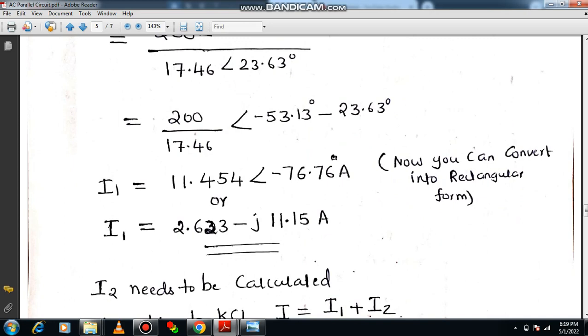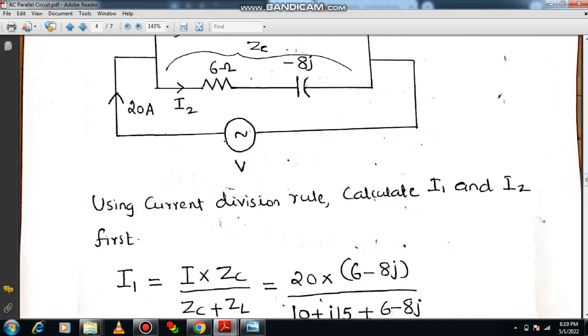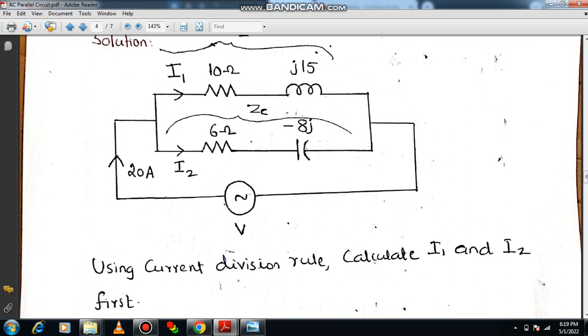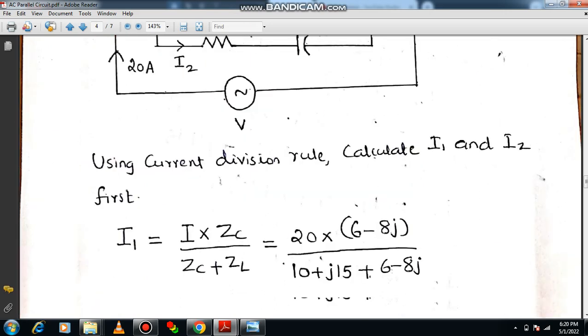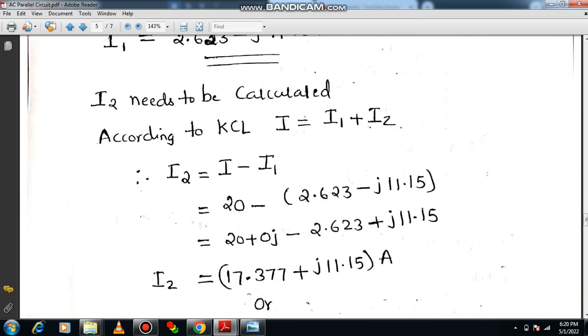Yeah. Now how to calculate I2? Again, the current division rule can be applied. But other than that, I will tell you one idea. Apply KCL. According to KCL, 20 ampere is the total current. 20 is equal to I1 plus I2. I already know the value of I1, just computed, so I2 can be computed, no? Applying KCL, I is equal to I1 plus I2. Therefore, I2 is equal to I minus I1. So I2 will be 20 minus (2.623 minus J11.15).